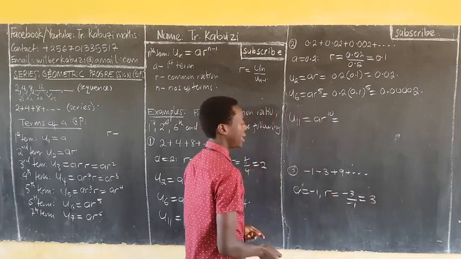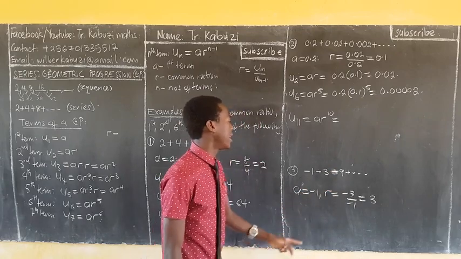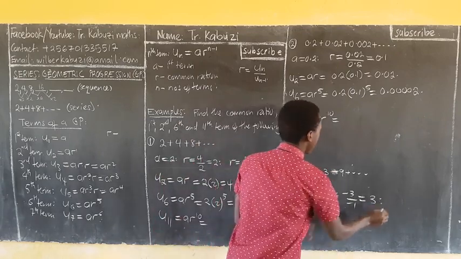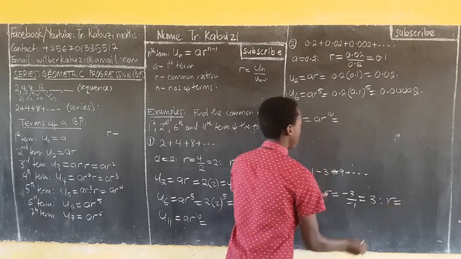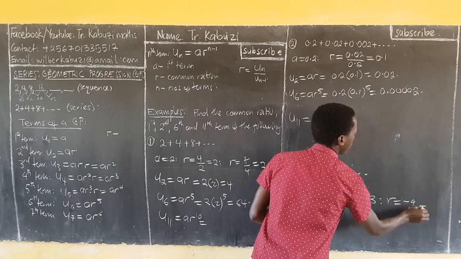Let us make this one a negative, which will be your negative 3. Even if you take the next terms, it will be the same case. Your R will be negative 9 divided by negative 3, which is 3.